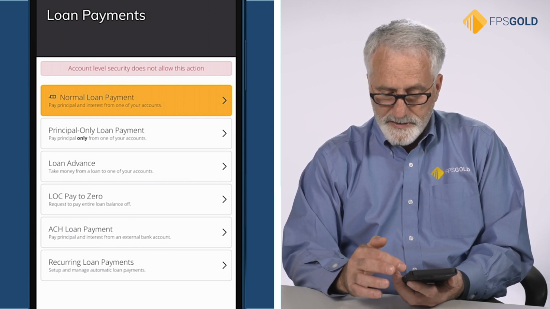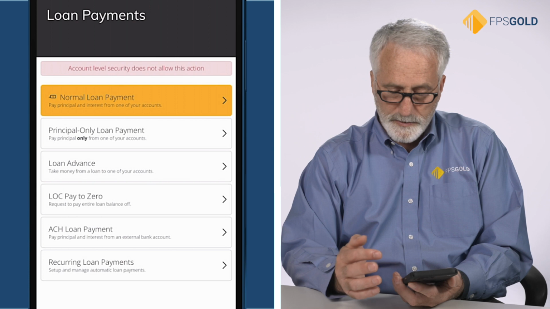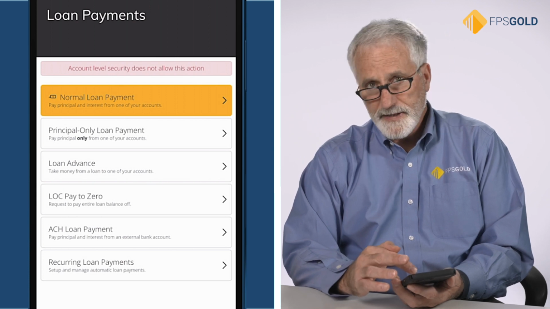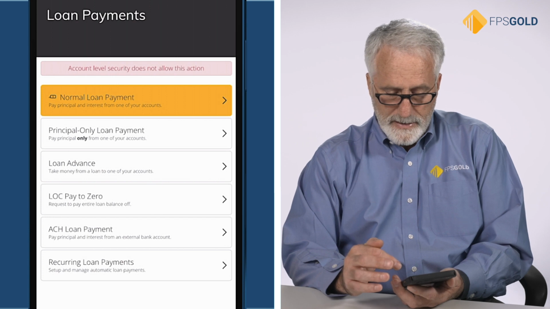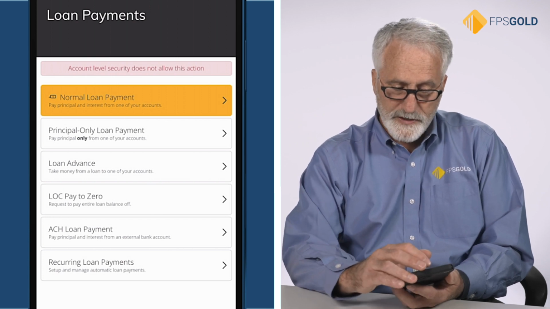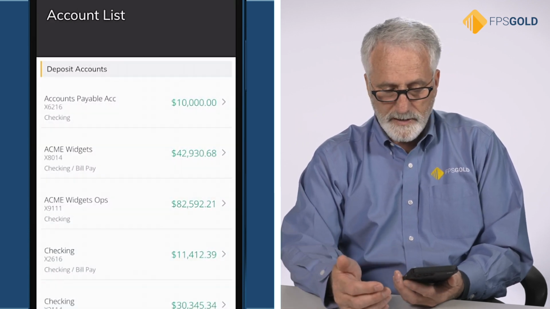Other loan transactions that we have available, we can make a principal-only payment. We can take a loan advance on a line of credit, or we can pay that line of credit back to zero, and various other features and functions for each account type.